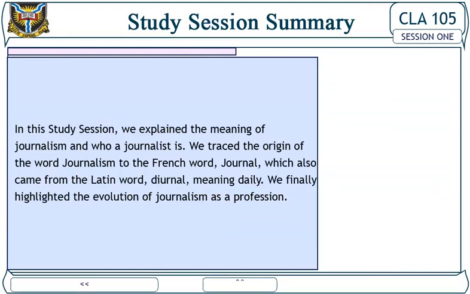Study session summary. In this study session, we explained the meaning of journalism and who a journalist is. We traced the origin of the word journalism to the French word journal, which also came from the Latin word diurnal, meaning daily. We finally highlighted the evolution of journalism as a profession.